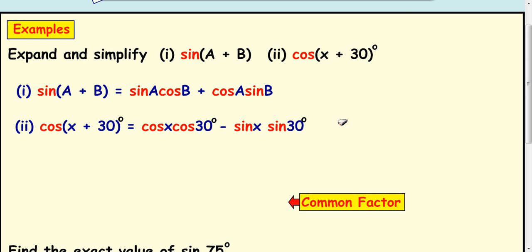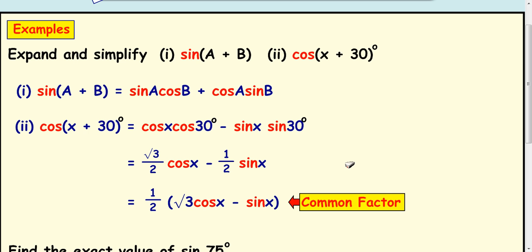Now at this point we need to do a bit more. We need to simplify down the cos 30 and the sine 30. We should know our exact values for these. So cos of 30, that's the same as the sine of 60. So that's root 3 over 2. So you're going to have root 3 over 2 cos x. Try and put the numerical value first. And then you're going to take away, and sine 30 is equal to a half, so you get a half sine x. And then we can take a common factor of a half out of here, and you end up with this.